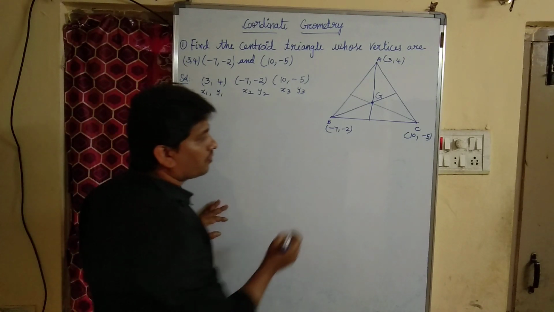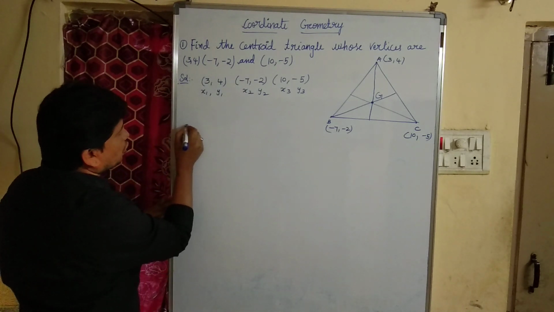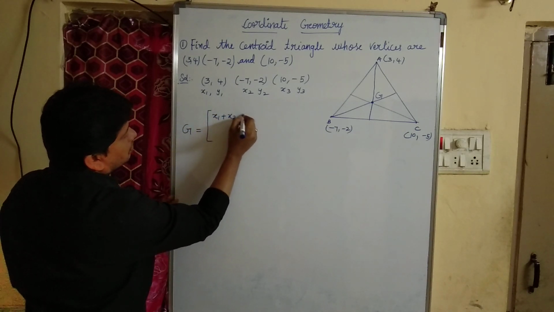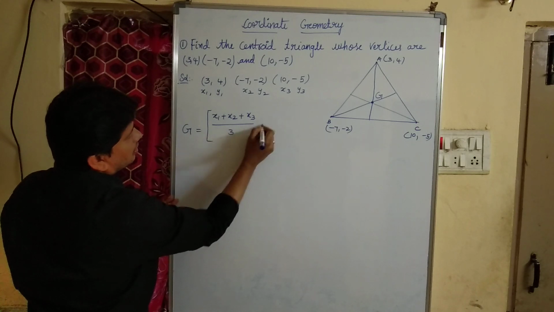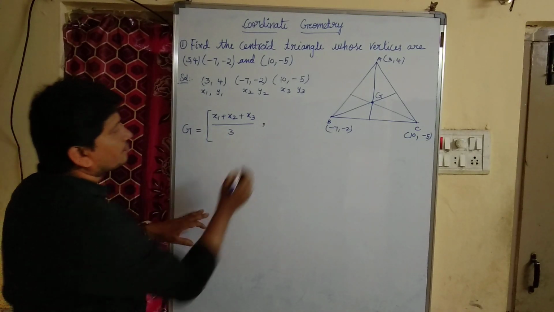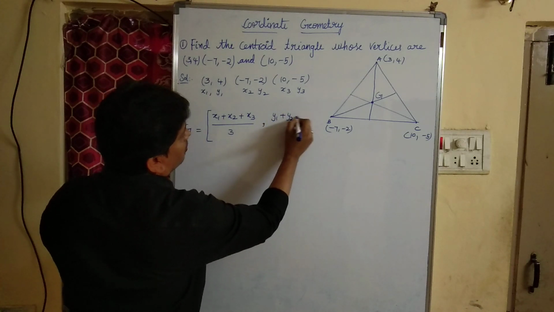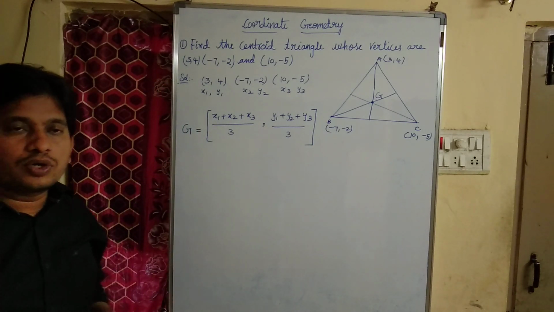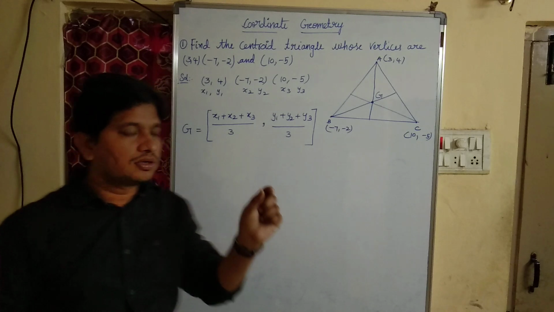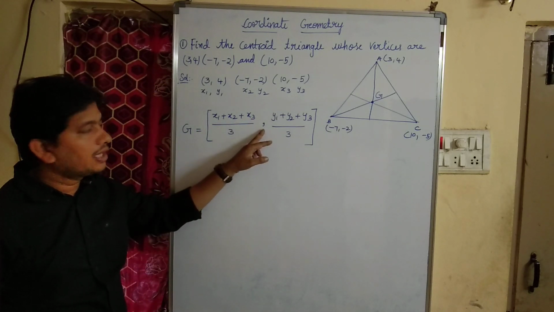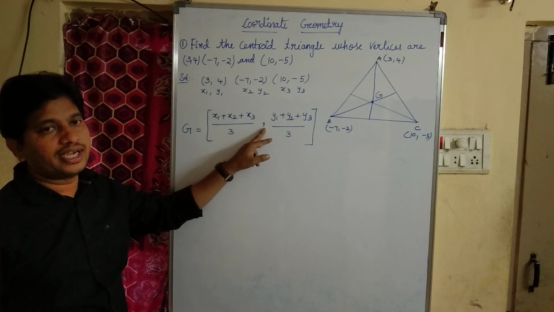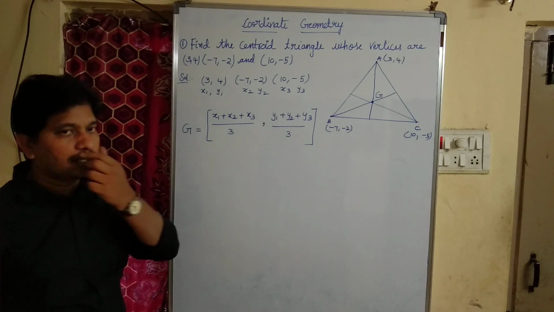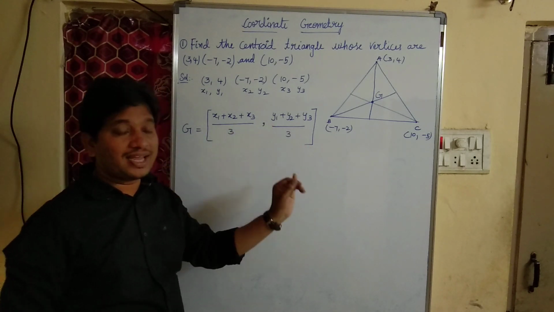So what is the formula to find the centroid of a triangle? It is represented by the letter G equal to (x1 plus x2 plus x3) by 3, comma, (y1 plus y2 plus y3) by 3. In between we have to put the comma, children. Don't put any other signs here. This is the x coordinate and this is the y coordinate.